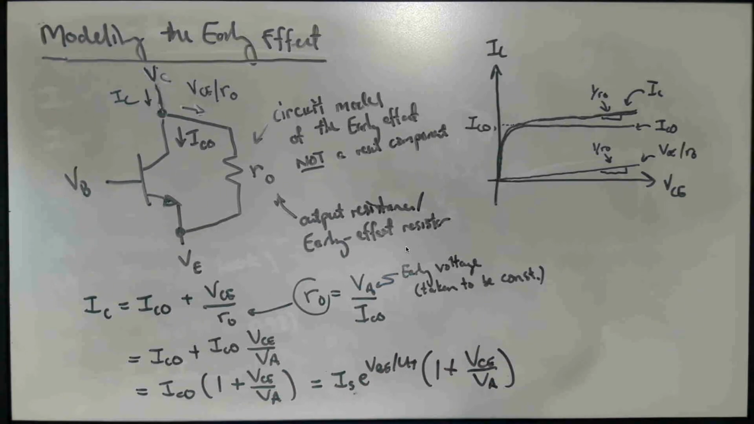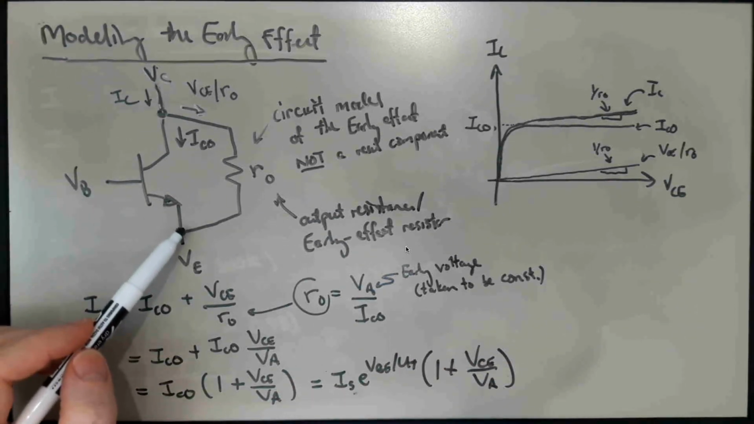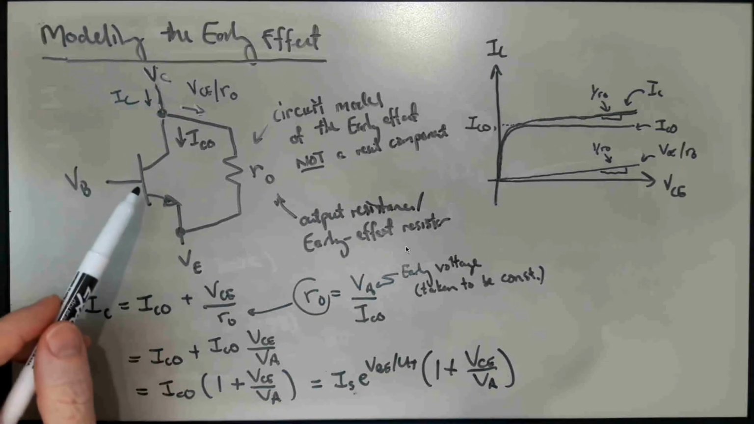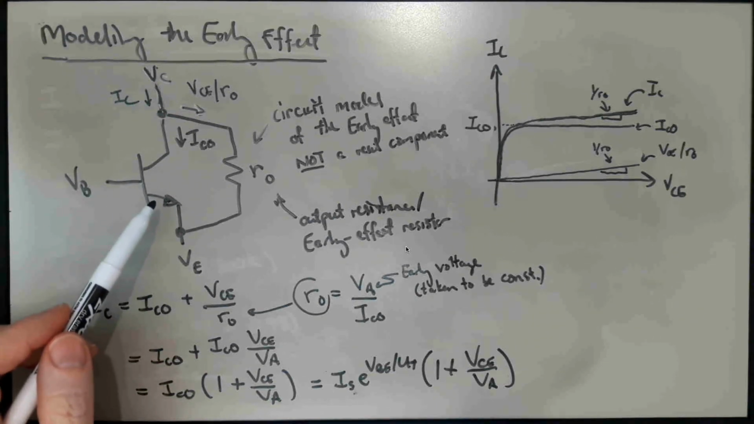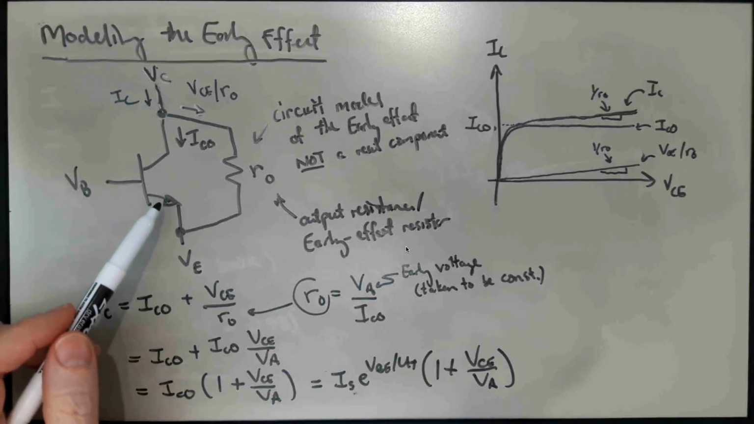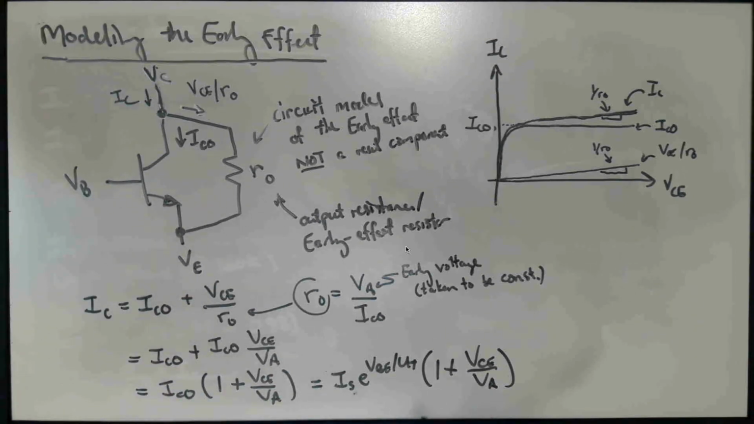Okay, so this model where we assume that there's effectively a resistor, a modeling resistor, not an actual explicit resistor, in parallel with our 0th order active mode transistor, is a model that basically takes the 0th order collector current and multiplies it by a correction factor, which is just given by 1 plus VCE over VA. Okay.